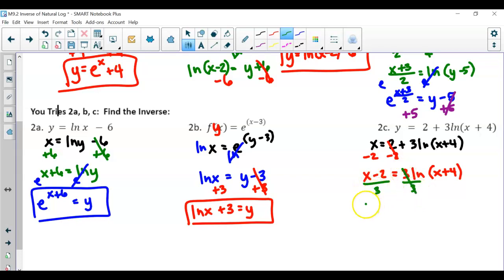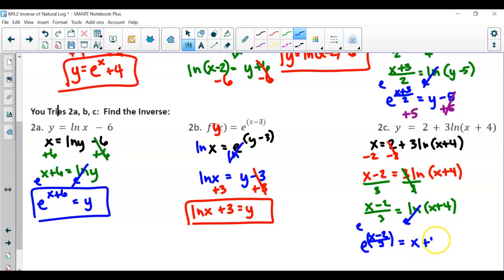Inverse operation. Now I've got x minus 2 over 3, which is equal to the natural log of x plus 4. Now we can get the inverse of the natural log, which is e. So raising both sides to that exponent, I've got e to the x minus 2 over 3, that whole thing, that's your exponent, is equal to, well, they cancel out and bring down x plus 4.